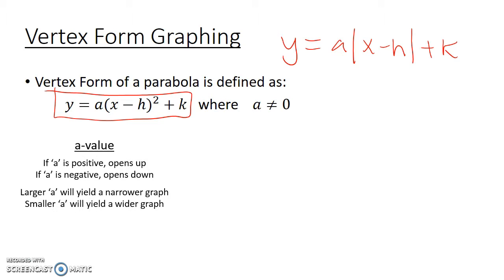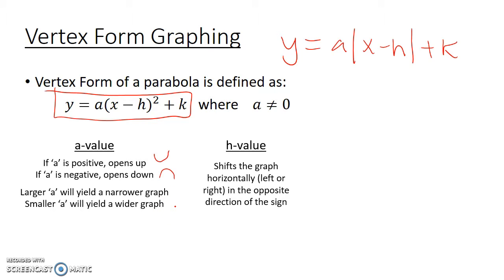a is the same as it was before. If a is positive, it opens up. If a is negative, it opens down. If a is large, you'll talk about a narrower graph. If a is small, you'll talk about a wider graph.